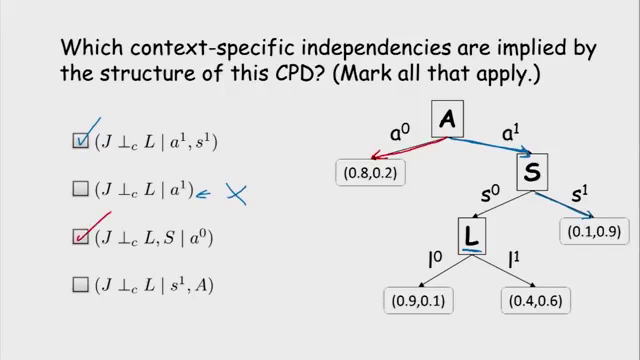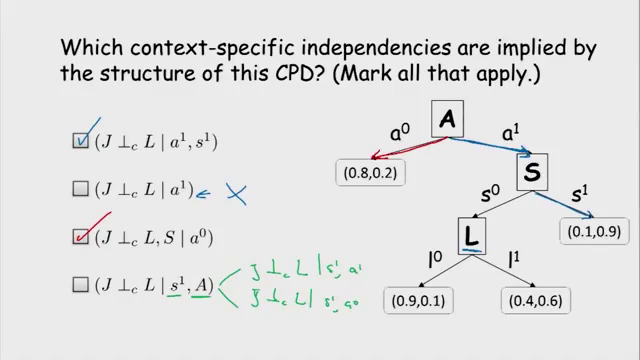The last one is a little bit interesting because it's a mix of context-specific and non-context-specific independence. So we're asking whether J is independent of L in the context S1 for both values of the variable A. And so now to answer this question, we actually need to do a case analysis because this reduces to two different independence statements. J is independent of L given S1 and A1, and J is independent of L given S1 and A0. So let's evaluate each of these two separately.